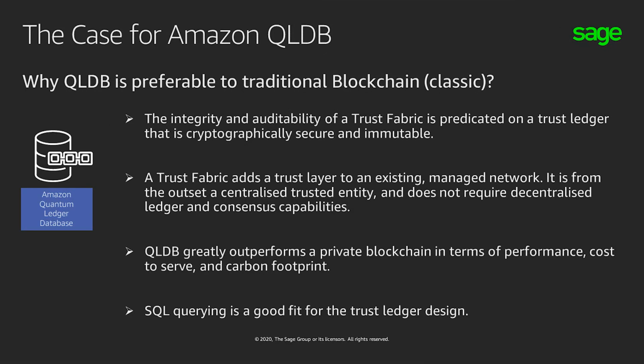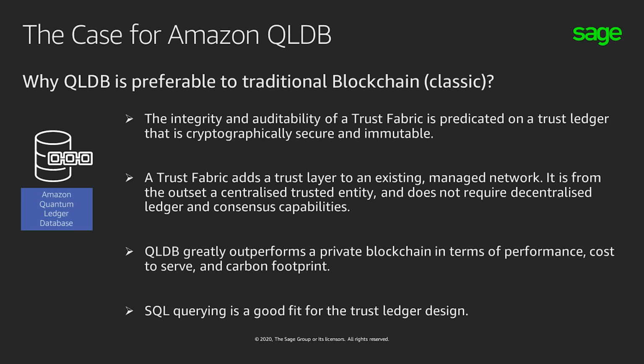Amazon Quantum Ledger Database is the technology foundation of Trust Fabric. The integrity and auditability of a trust fabric is predicated on a ledger that is immutable and cryptographically secure. In addition, it must support high transaction throughputs and peak loads of the order of magnitude we looked at earlier.